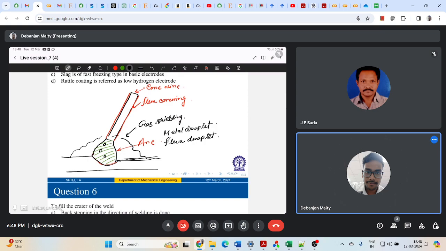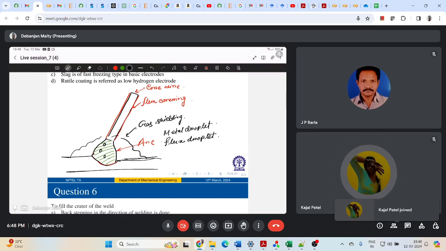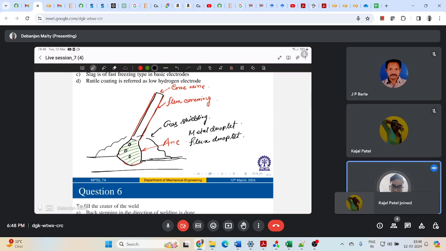Now, the heat of the arc causes both the core wire and the flux covering your electrode tip to melt off as droplets, right? And the molten metal collects in the weld pool and then it solidifies into the weld metal, right? That is how it works. Now, what are the functions of the electrode covering? It will provide some kind of protection. So it provides some gaseous shield to protect the molten metal from air, right?